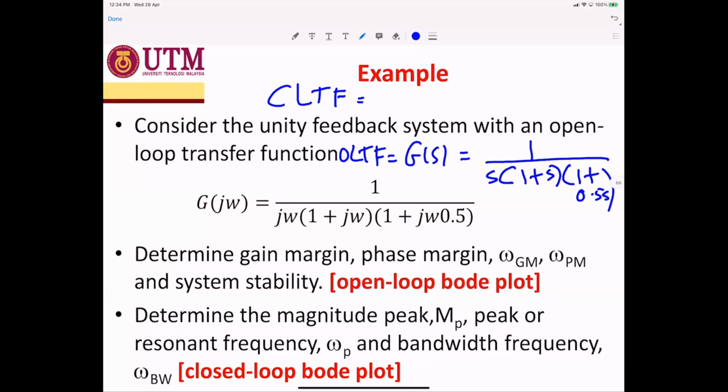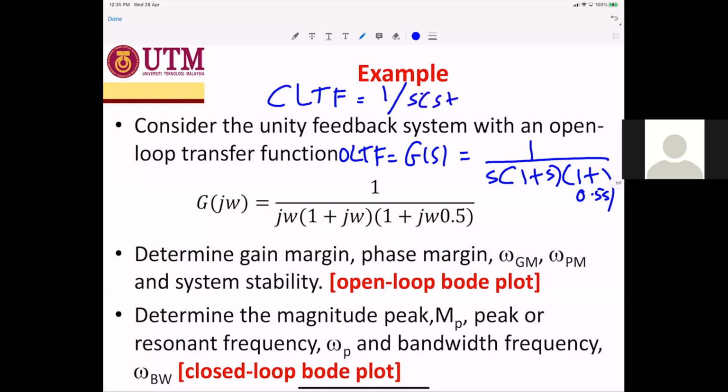1 over s times (s plus 1) times (1 plus 0.5s) plus 1. Where is the minus? Eh, right? This is what you mentioned. Yes. Okay, so now we go to the Matlab. Oh, it's hot.